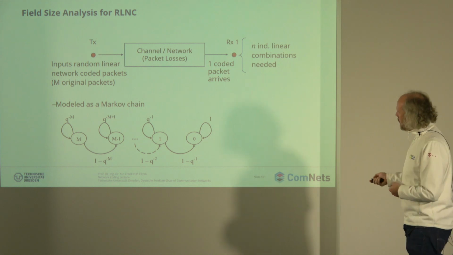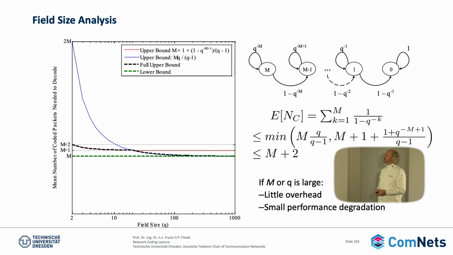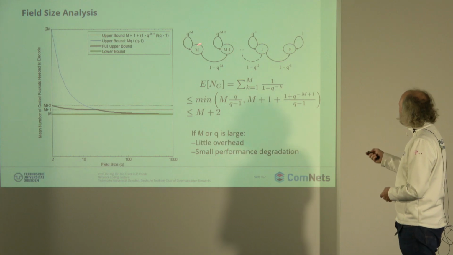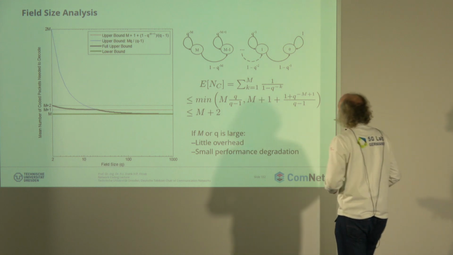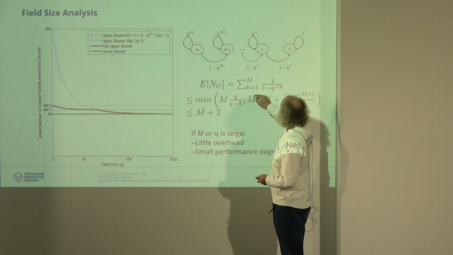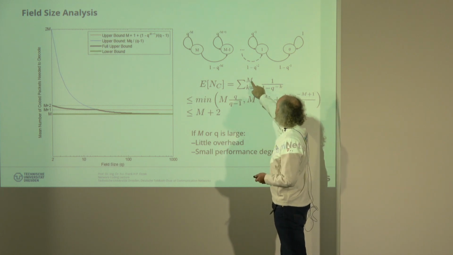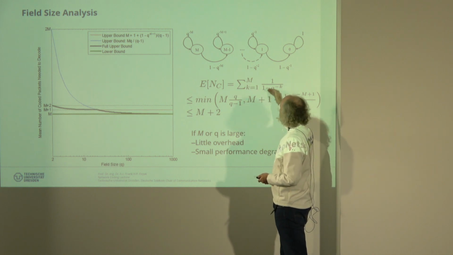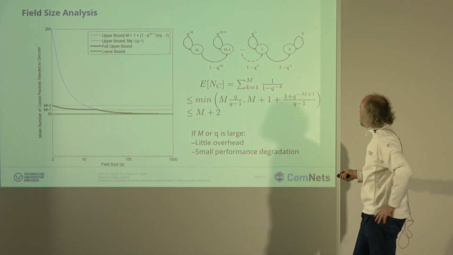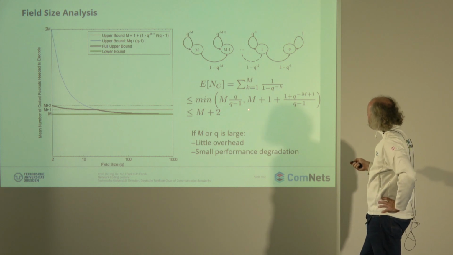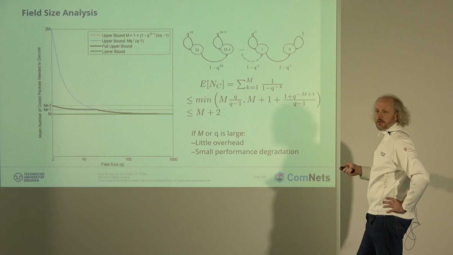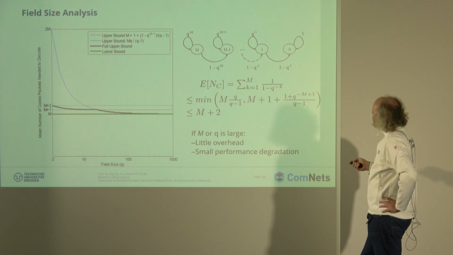So this is a Markov chain, and we can calculate this. There is some analysis about it, and when you look into that, you get an equation that says the expected mean value for that is just the sum over 1 minus q to the power of minus k, where k goes from 1 to m, where m is the generation size. And for that, you can have an upper bound, right? In the worst case, this is the generation size, q is the field size. So imagine q is quite large. If q becomes large, then this is more or less m, right?